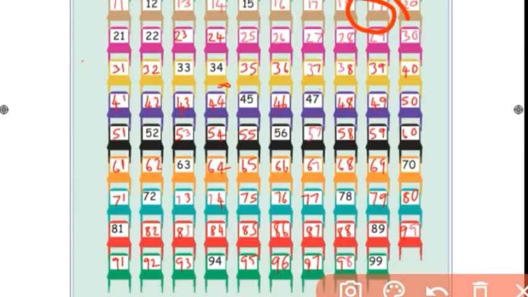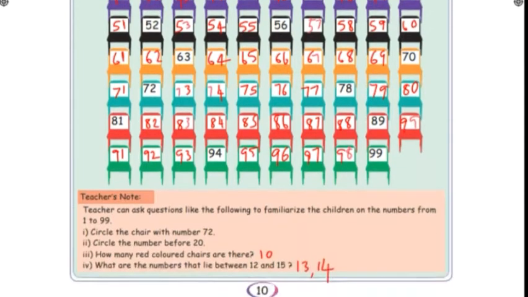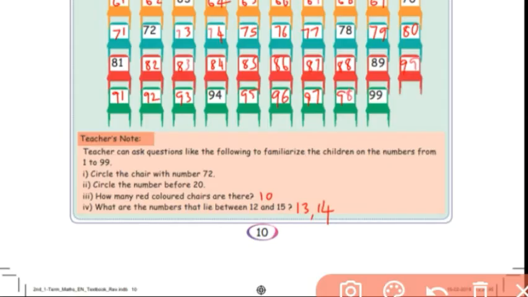It's 19. Next, how many red colored chairs are there?